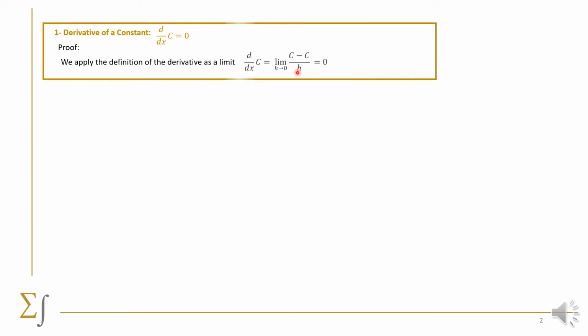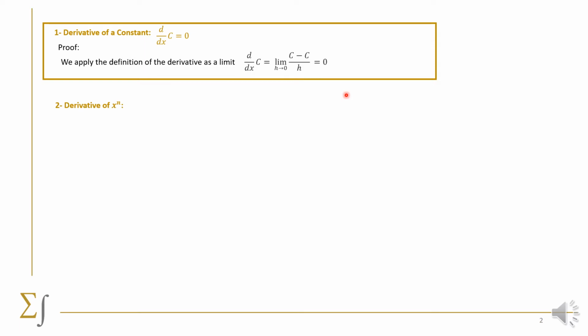We start taking some rules of differentiation. The first rule is the derivative of a constant is equal to zero, and this we prove using the definition of the derivative as a limit. Of course, the c at x plus h has the same value as the c at x because it's constant everywhere. So we have that dc by dx is equal to limit as h goes to zero of c minus c over h, which is 0 as we said.